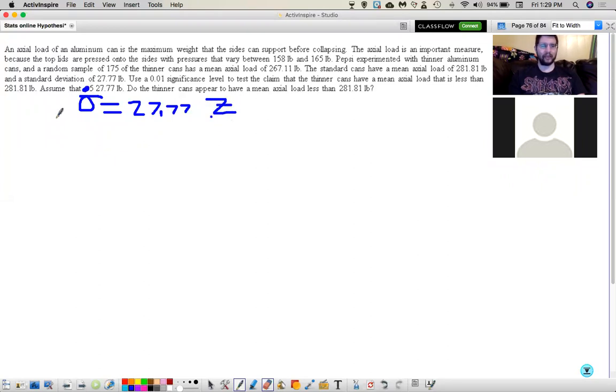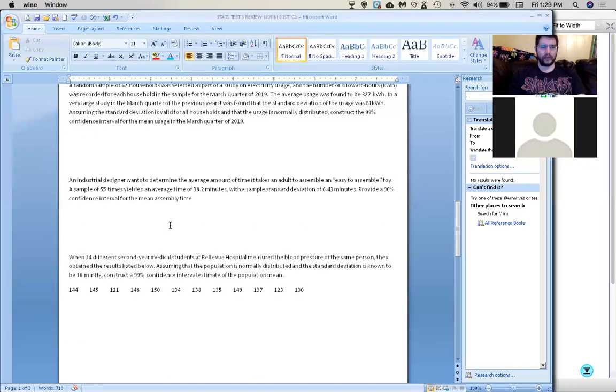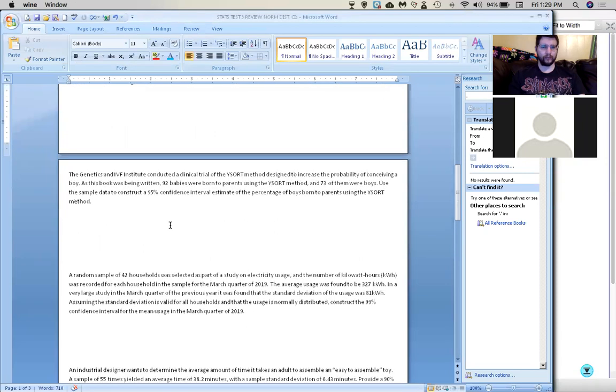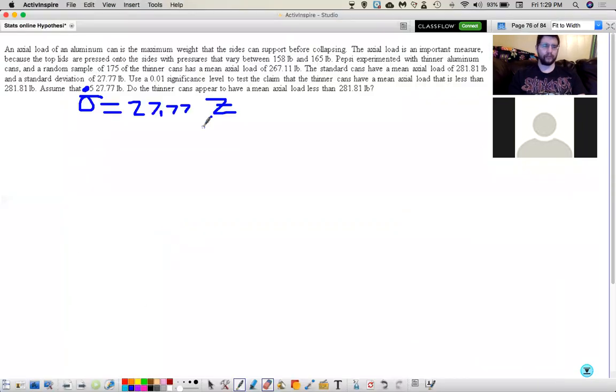However, if you did it with S, that would be a T test. So whichever way you did it, I'm going to triple check, because I did double check these. I'm going to triple check on the test and make sure there's no typos like that. In fact, I'm going to change that right now on this one. Oops. Oh, wait, that's the review, sorry. So that makes this a Z test because that was the sigma they gave us. Assume sigma is 27.77.